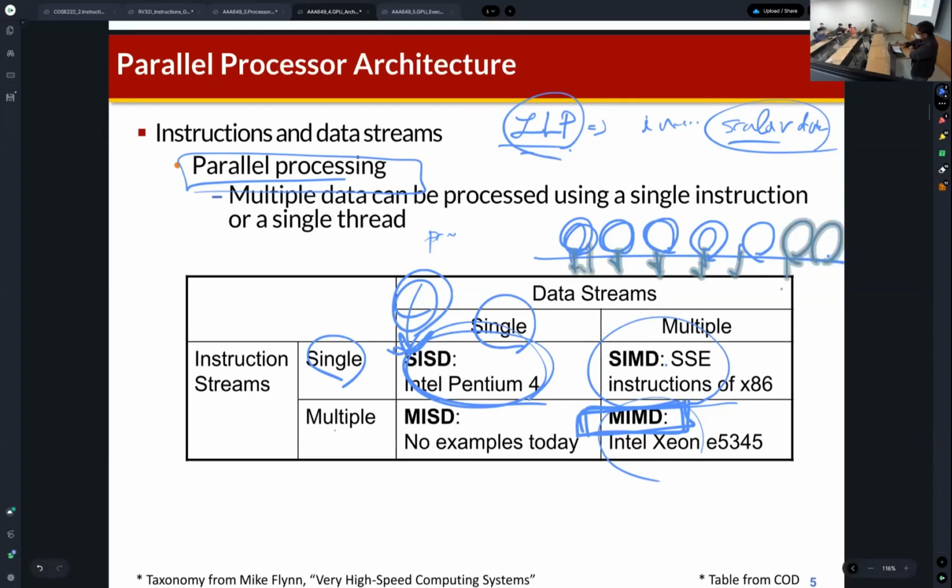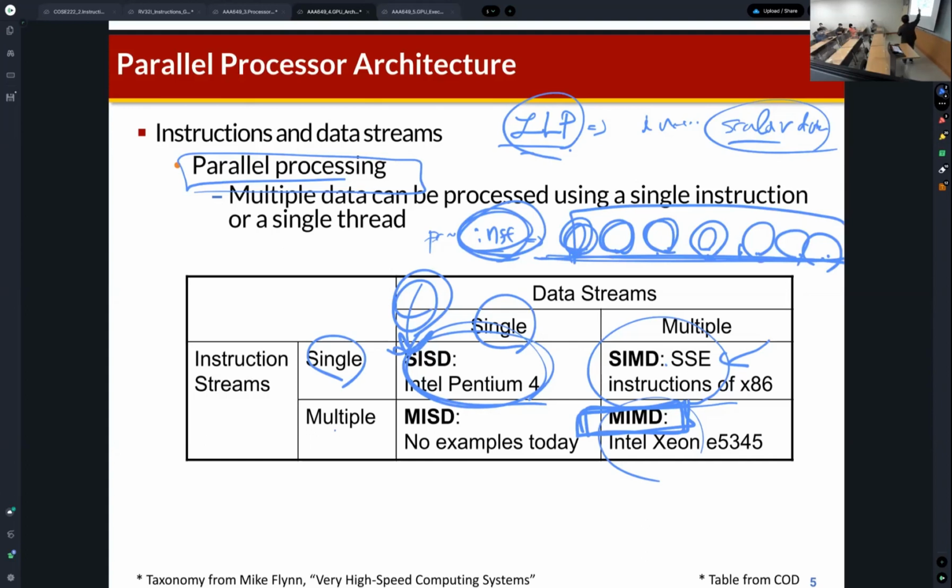Then how can you increase the number of data? With the same instruction, multiple data can be processed. This is the SIMD model. In the SIMD model, we can increase the number of data elements executed by a single instruction. So this is parallel processing, and with the SIMD model, we can increase the throughput.